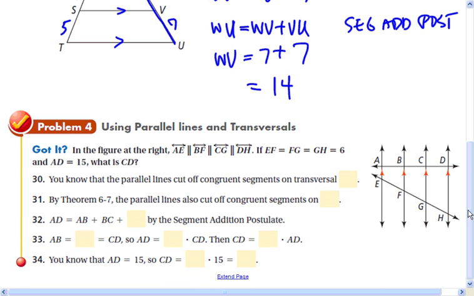Go ahead, try problem number 4. So we can use that transversal idea.